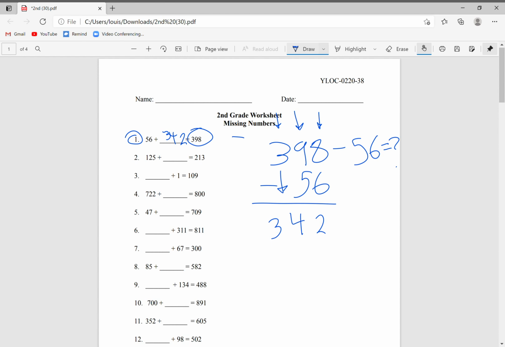It's also sometimes really good to check your answers to make sure you don't have the wrong answer. And we see that 56 plus 342 should equal 398. So 2 plus 6 equals 8, 4 plus 5 equals 9, and 3 bring it down, which gets you 398. We get the same answer of 398, showing that 342 is indeed the answer for number 1.